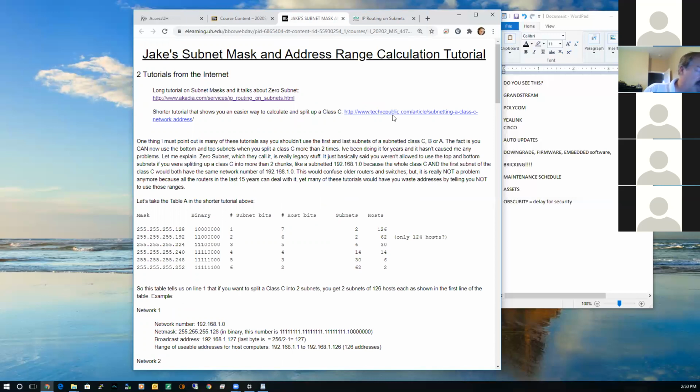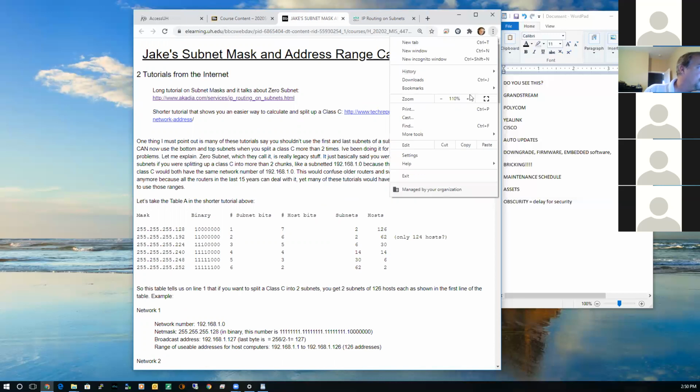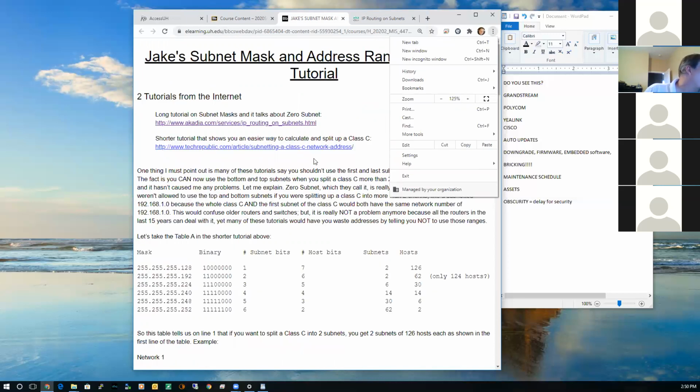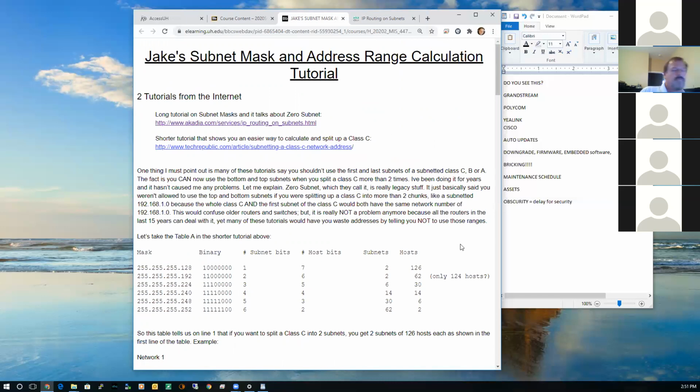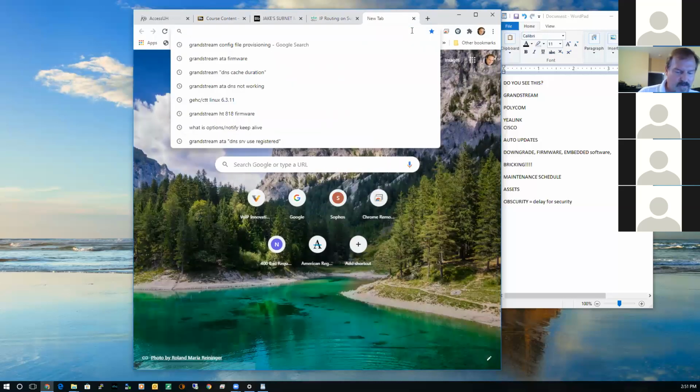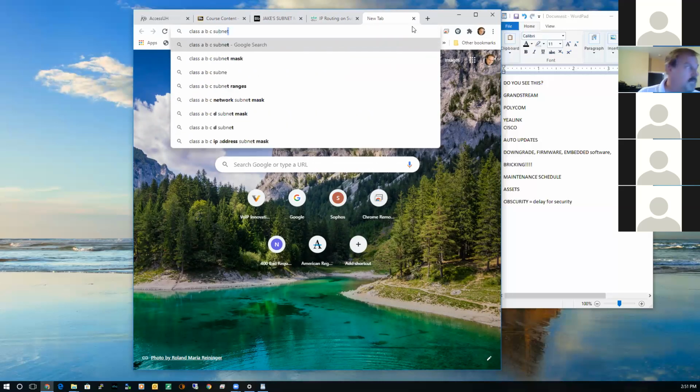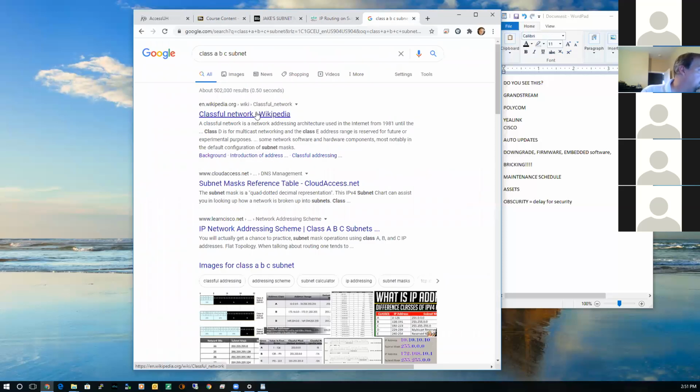There's an easier way to calculate a Class C, but let's first talk with respect to my notes. Let's talk about what a Class A, a Class B, and a Class C subnet are first, because that answers a lot of questions you might already have, like what is a subnet and what is this 192.168. So if we simply search for Class A, B, C subnetting, we can see the Wikipedia here.